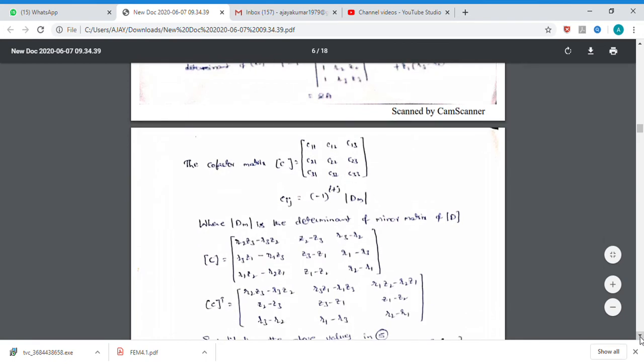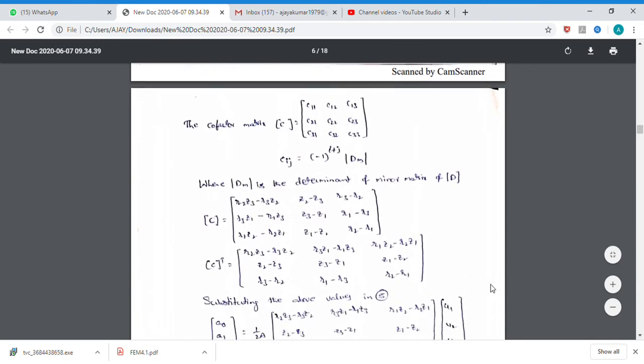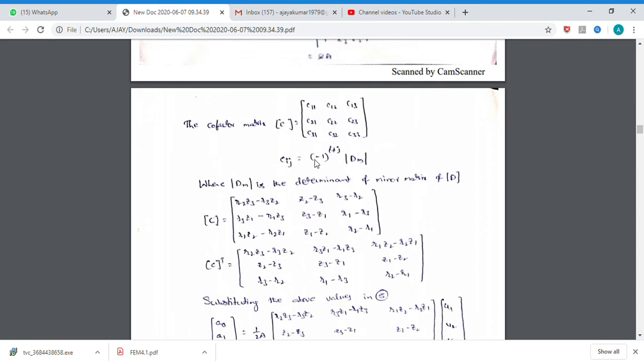Next, now we will calculate the cofactor. Cofactor matrix C is equal to C11, C12, C13, C21, C22, C23, C31, C32, C33. Generally, each cofactor is minus 1 whole to the power of i plus j times the determinant of the minor. Here, C11: minus 1 to the power of 1 plus 1, which is minus 1 to the power of 2, equal to plus 1, times the determinant of that particular minor.